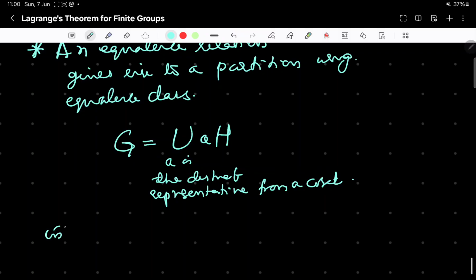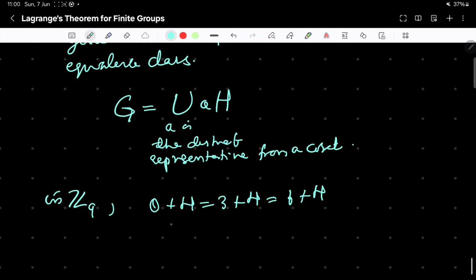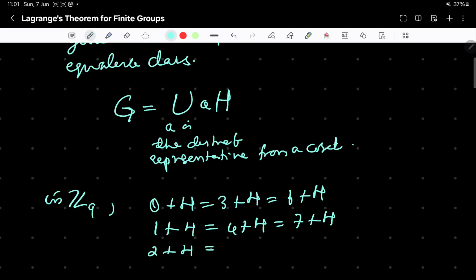Because in the example Z9 you have seen that 0 plus H is equal to 3 plus H equal to 6 plus H. So in all these cases the cosets are equal. So you don't have to select all the elements 0, 3 and 6. You choose only 0. What we have seen before is 1 plus H is equal to 4 plus H equal to 7 plus H, and 2 plus H equal to 5 plus H equal to 8 plus H.